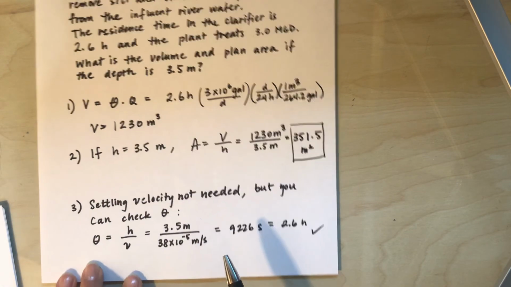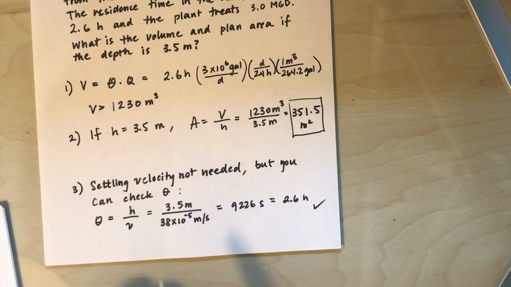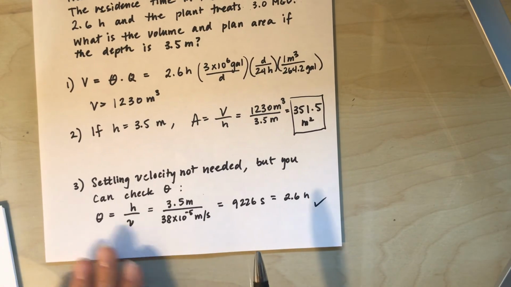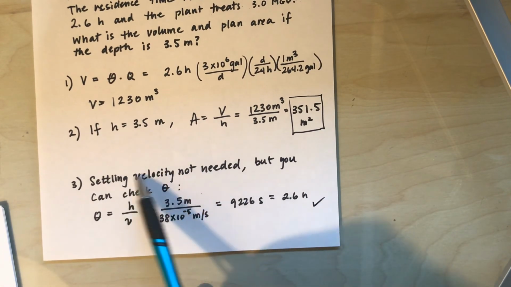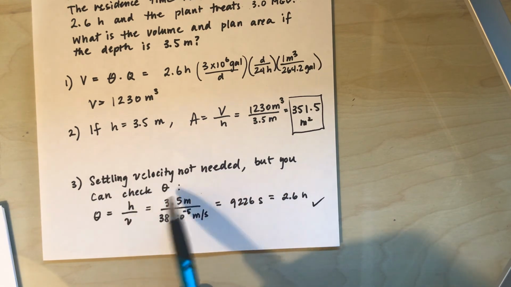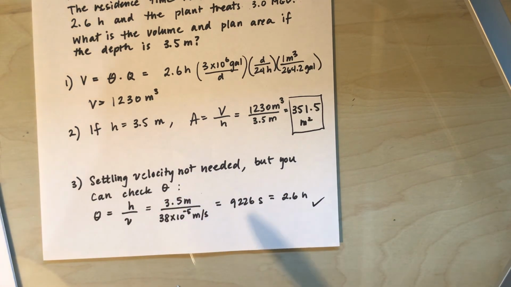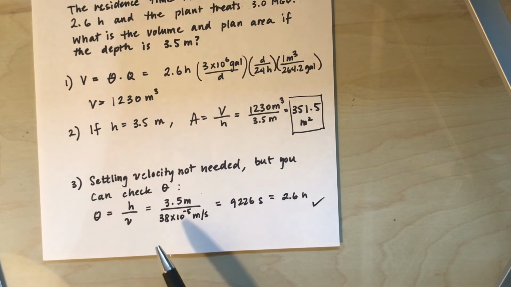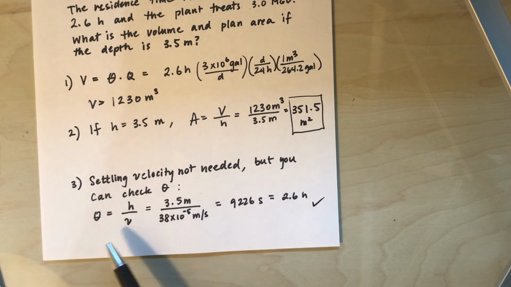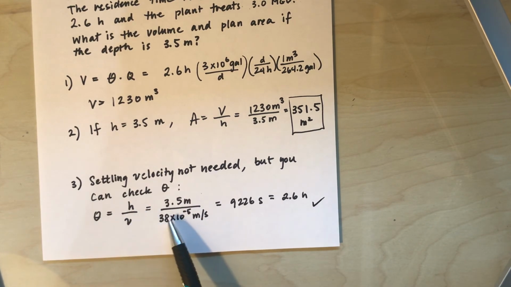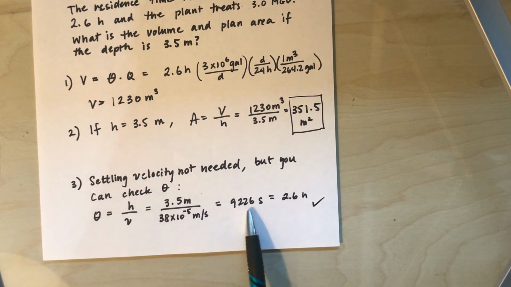Okay, so it turns out in this problem the settling velocity was not needed, but we can use the settling velocity from the tests to check if our residence time is correct. And we can see that 3.5 meters divided by the 38 times 10 to the negative fifth meters per second ends up being 9,226 seconds, which is the same as 2.6 hours.